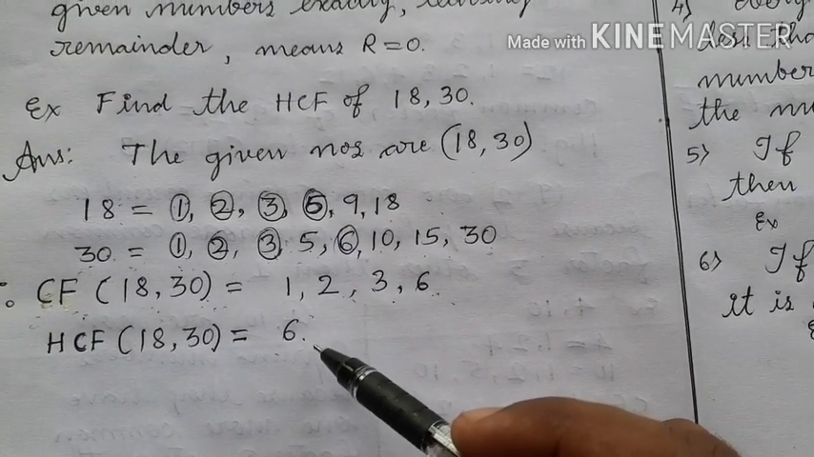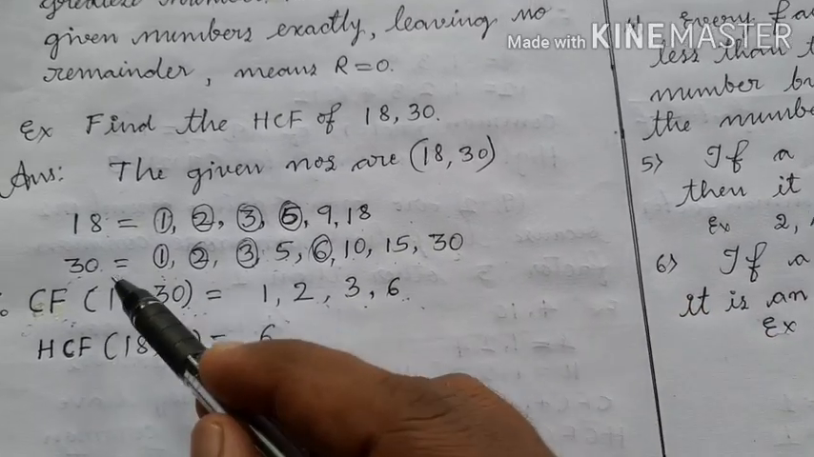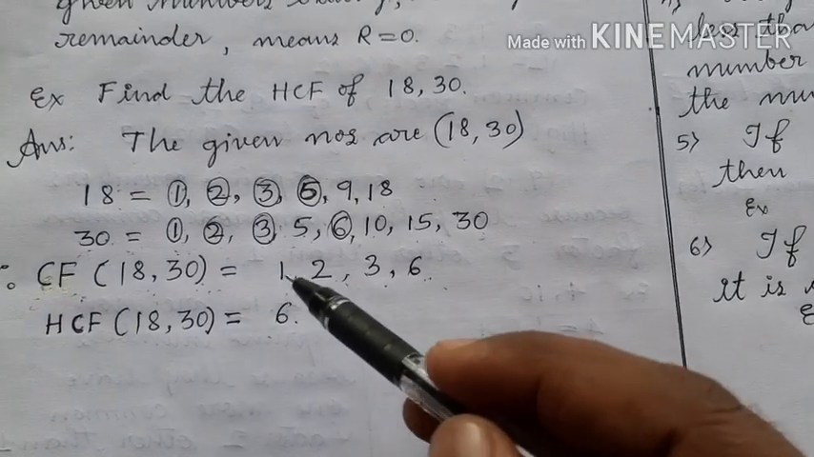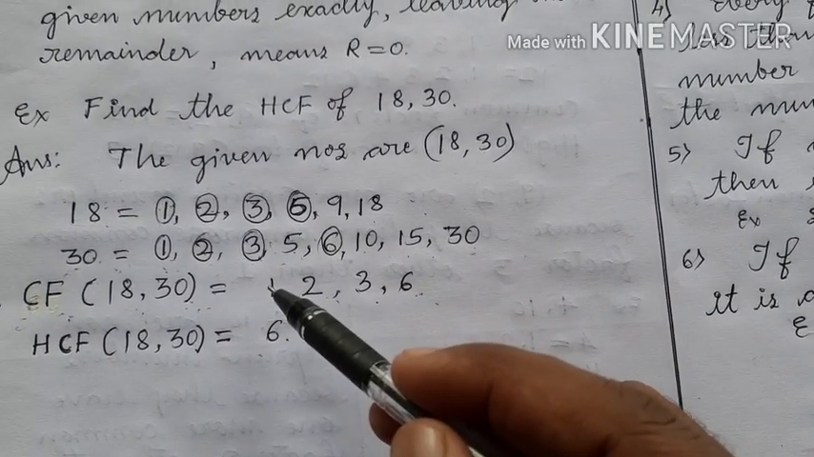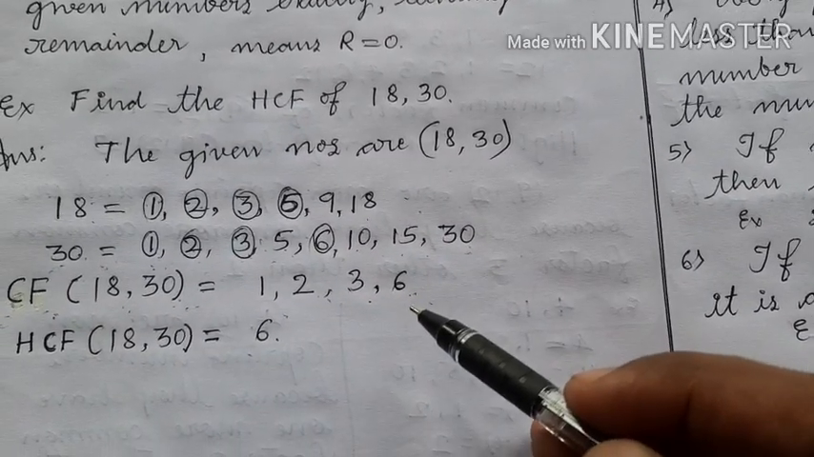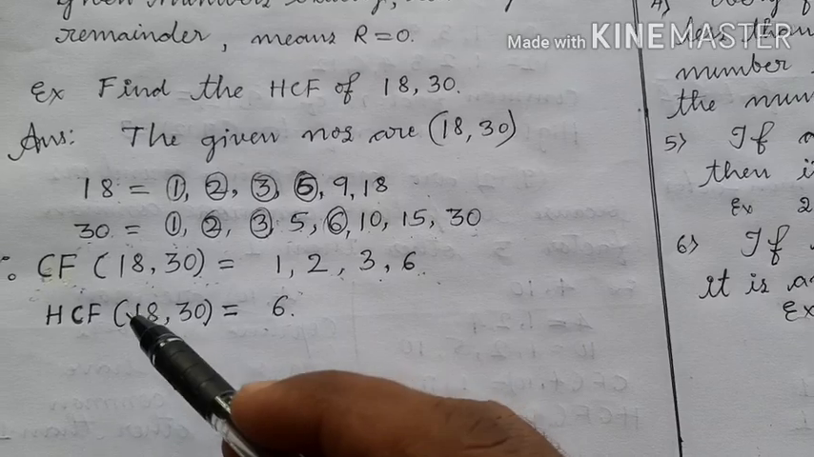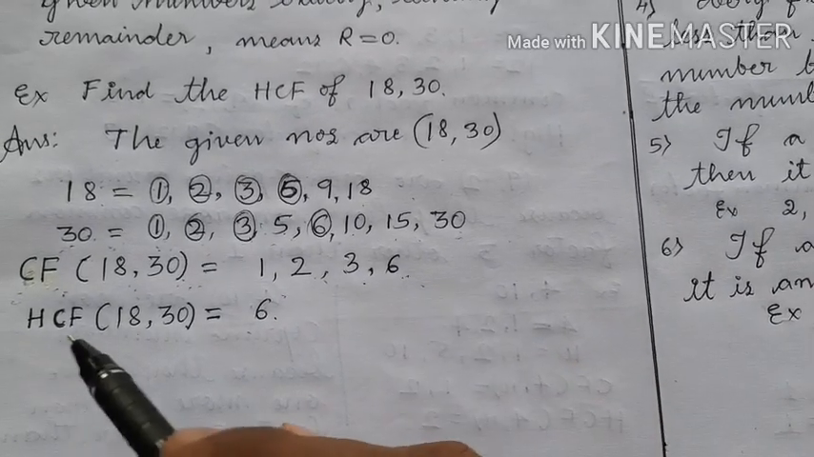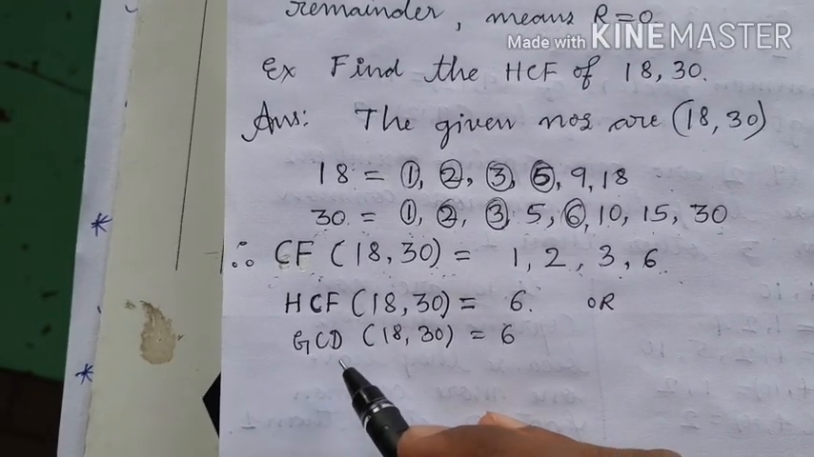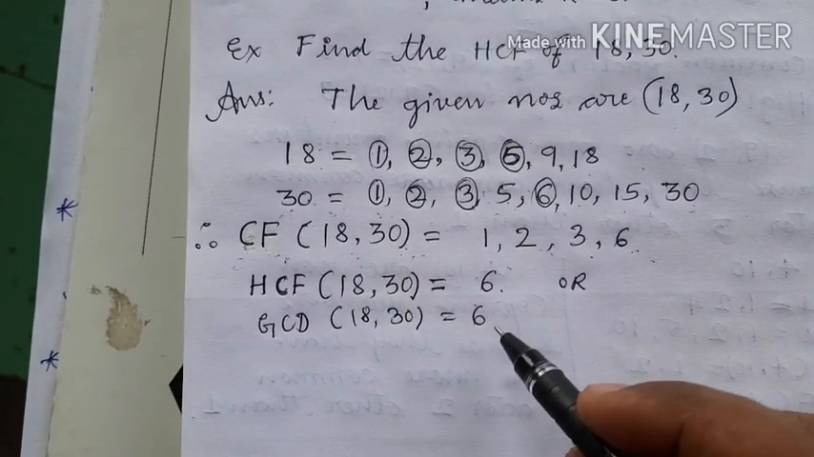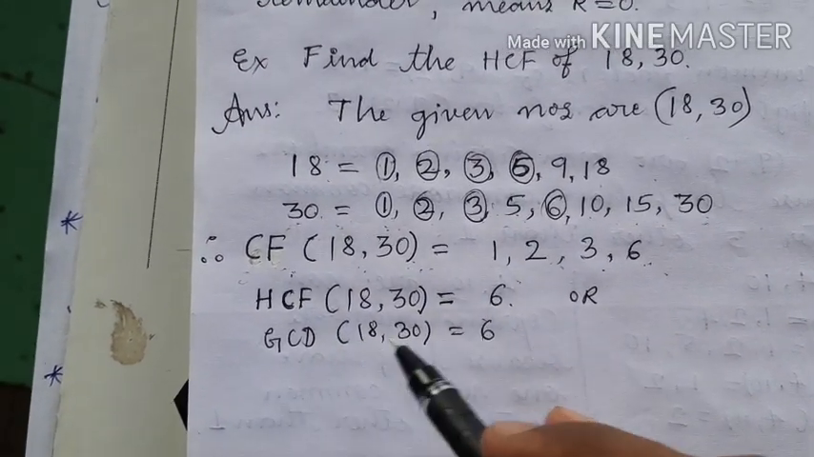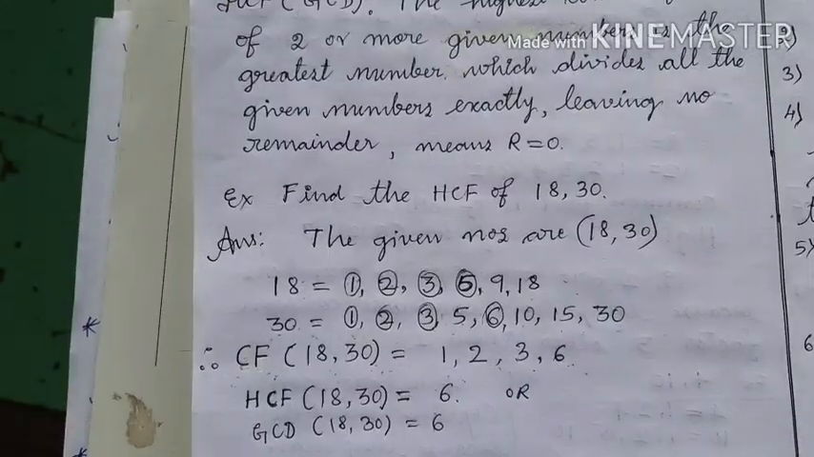See here children, these are the divisors of 18 and these are the divisors of 30. Which are the common divisors? 1, 2, 3, 6 are the common divisors. Among the common divisors of 18 and 30, which is highest? 6 is highest. That is why this 6 is also called the GCD of 18 and 30. So I write GCD of 18 and 30 is equal to 6. HCF of 18 and 30 and GCD of 18 and 30 both are the same.